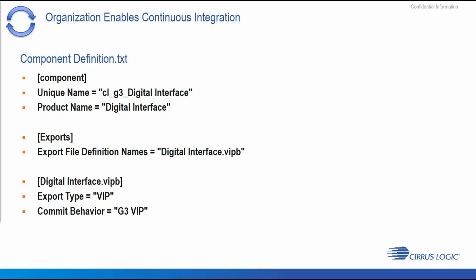Now, I don't want to tie any sort of meaning into a file extension. So what I did is I said for each one of my exports, which is a comma delimited list, there's only one export here, tell me about yourself. So the digital interface is defined here. I say you are of type VIP. It could be of type DLL or of type executable or whatever.